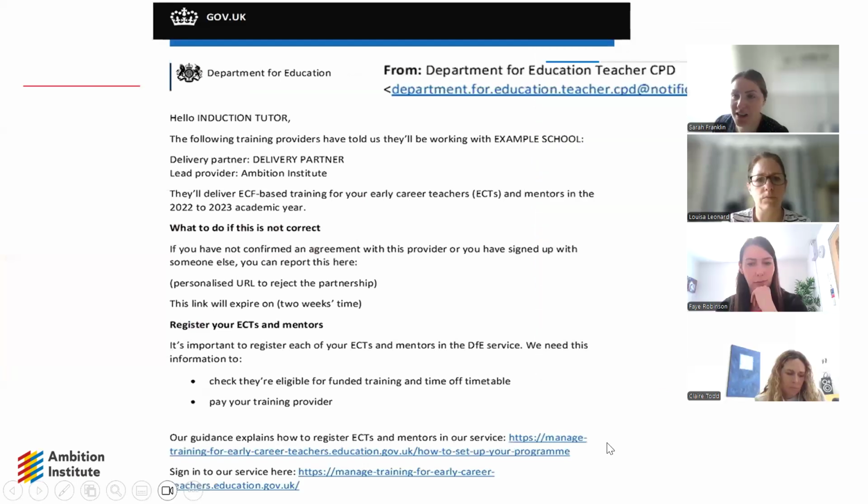That's just a screenshot of the email that the induction tutor will get from the DFE. So they'll get an email that tells them that they've been set up with Ambition as their provider, and they can then choose to reject that, or they can go on and start registering their ECTs.